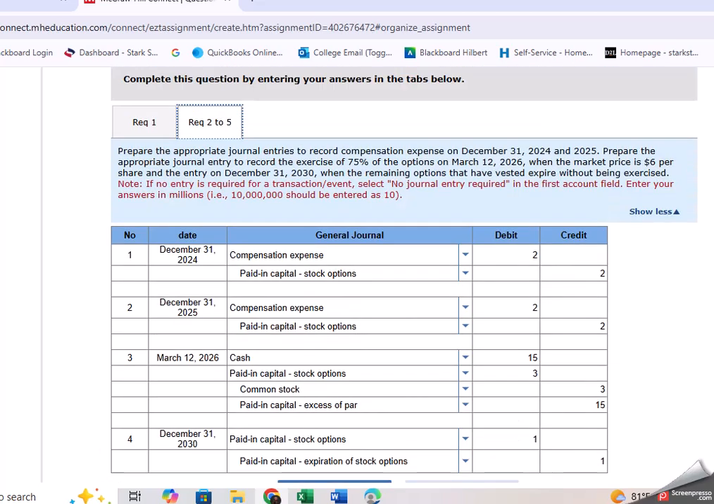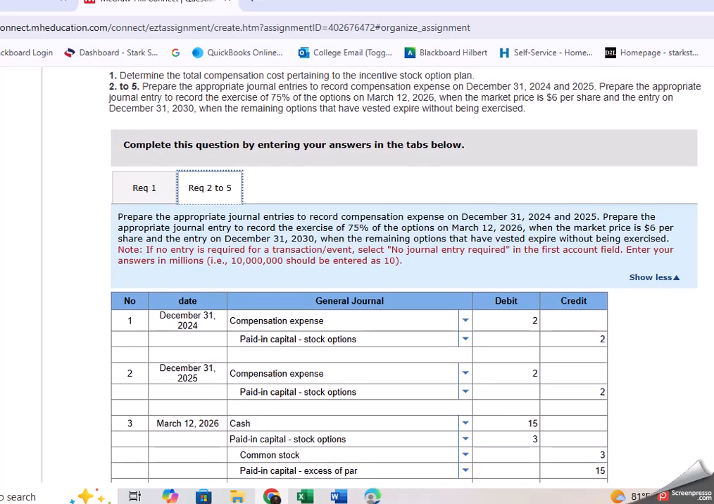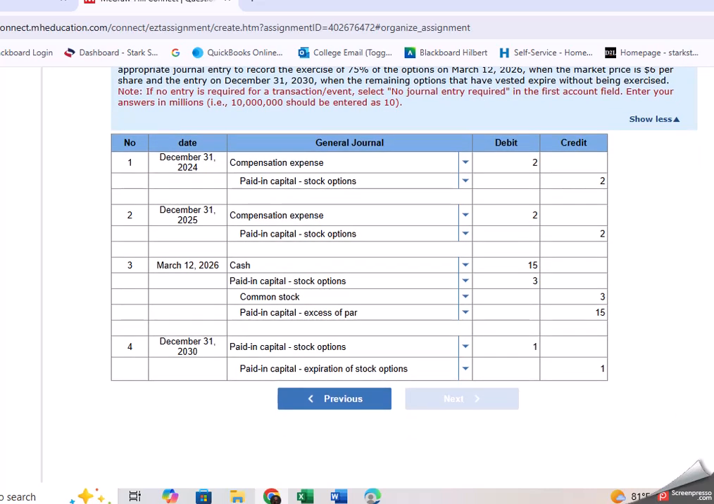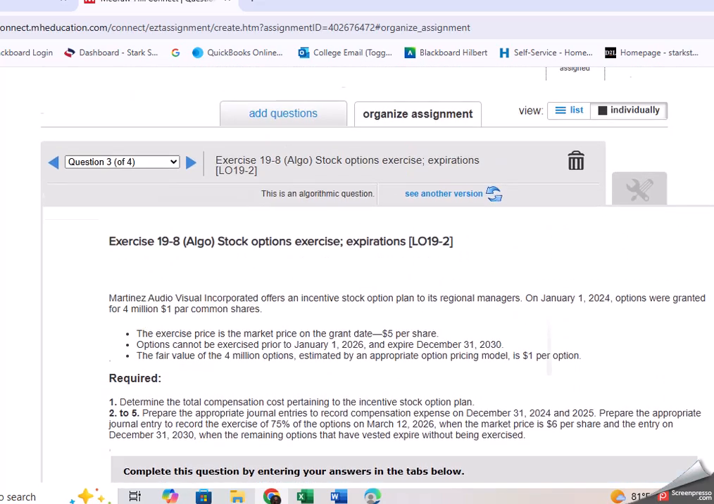Then the fourth thing says now on December 31st of 2023, the remaining options that vested expired without being exercised. So again, look at what's in our paid in capital stock options. We had 4 million, 3 million of those were exercised, so that leaves 1 million. So we're going to take it out of that paid in capital stock options by debiting it and then credit our paid in capital expiration of stock options.